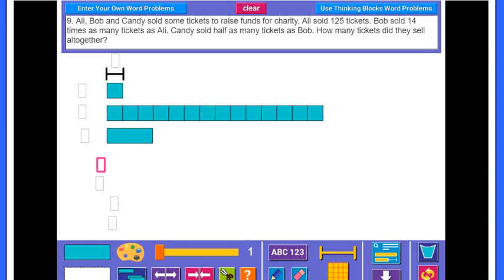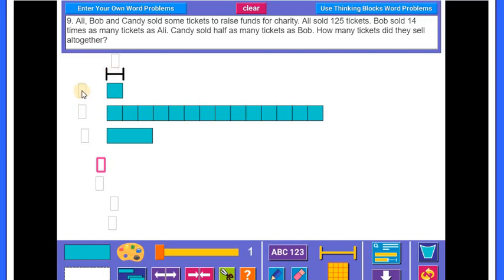And the question is, Ali, Bob, and Candy sold some tickets to raise funds for charity. Ali sold 125 tickets. Bob sold 14 times as many tickets as Ali. Candy sold half as many tickets as Bob. How many tickets did they sell all together? They means Ali, Bob, and Candy. We don't know how many tickets Bob and Candy sold. The information here is only Ali. So there are three models here.